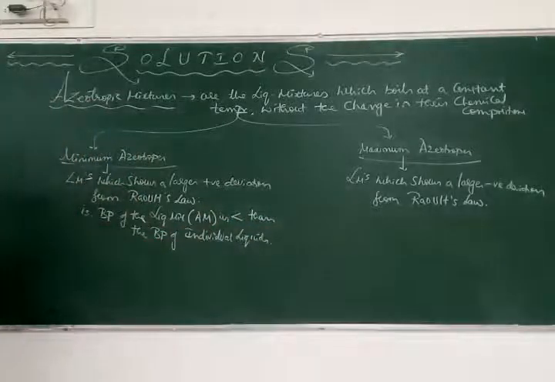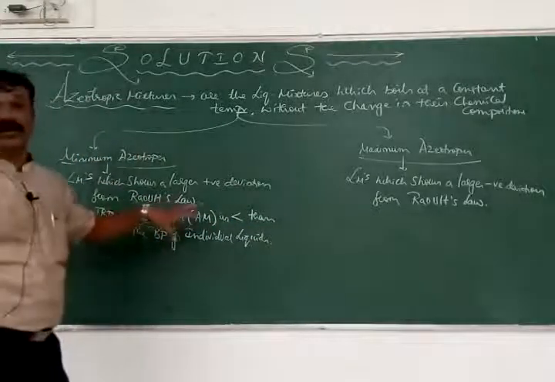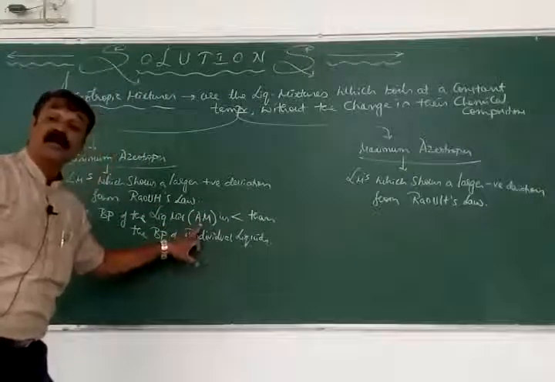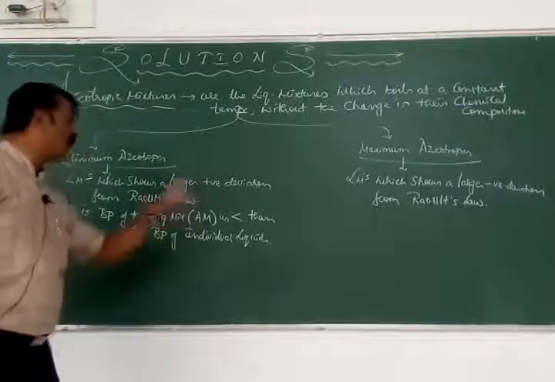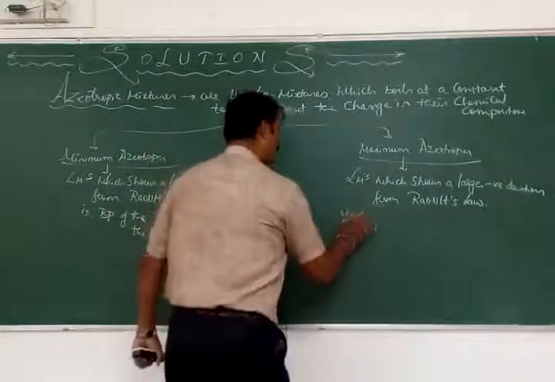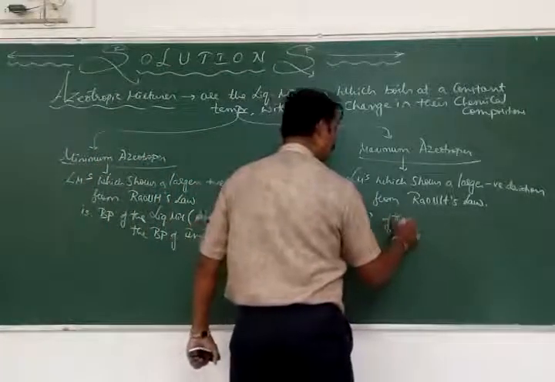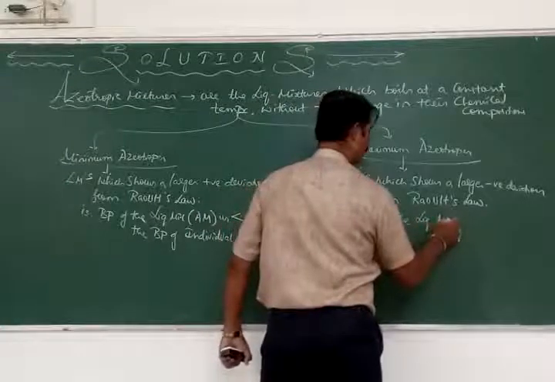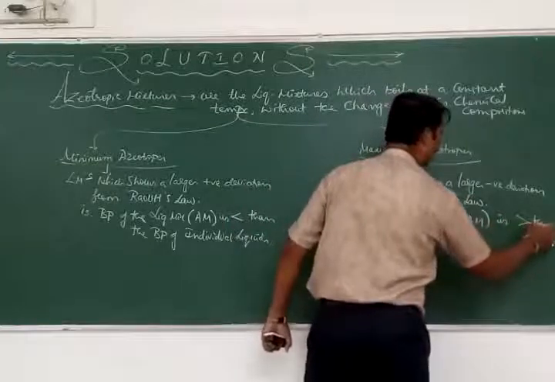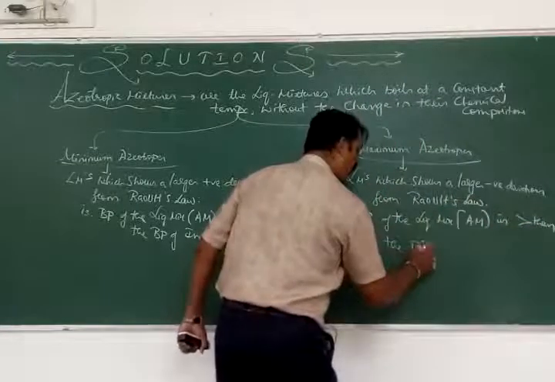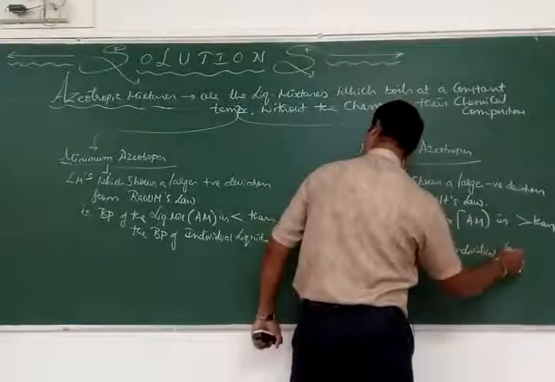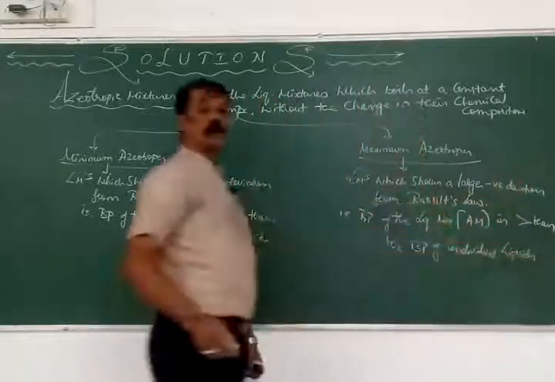Why does it show a larger positive deviation? Because the BP of the liquid mixture, the azeotropic mixture, is found to be less than the BP of the individual liquids. It is called a minimum azeotrope. Similarly, if the BP of the liquid mixture, also called azeotropic mixture, is greater than the BP of the individual liquids, then it is called a maximum azeotrope.